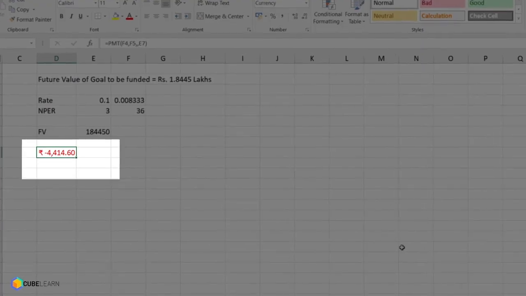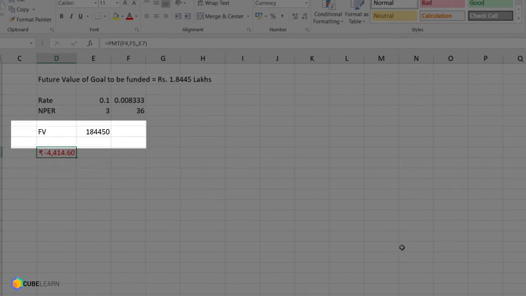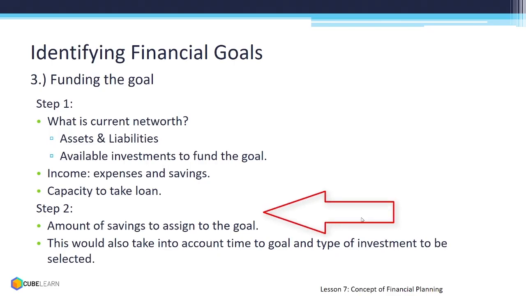You can also see the negative sign, which means the monthly saving will be an outflow, and in the end we will get the future value, which is a positive sign, which will mean it will be an inflow. Step 2 will involve prioritization of savings to meet these goals.